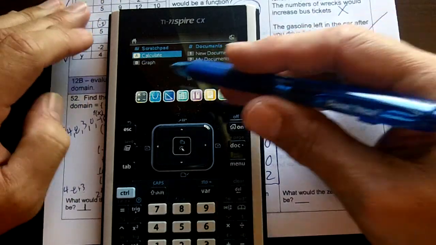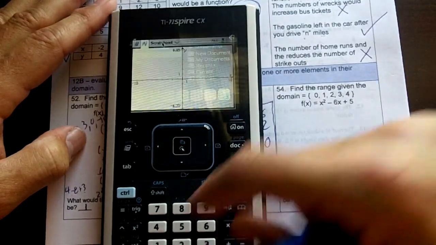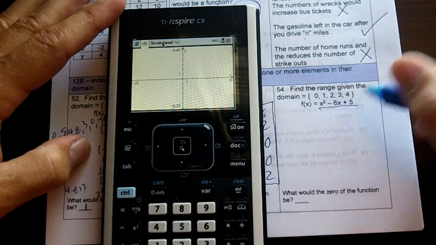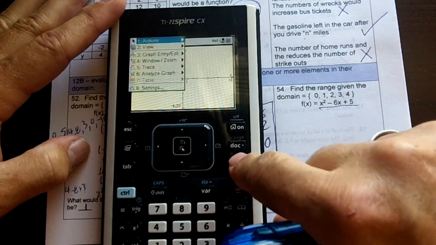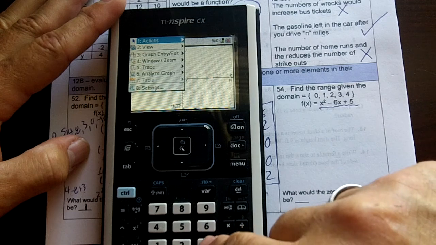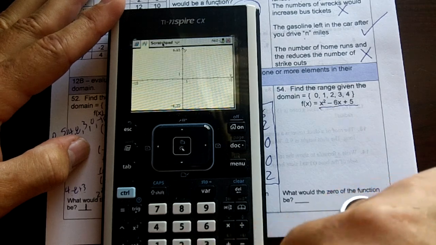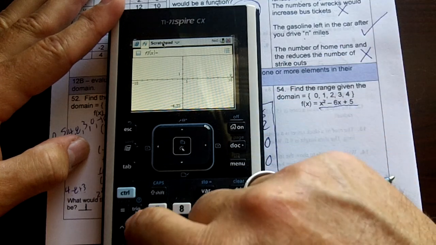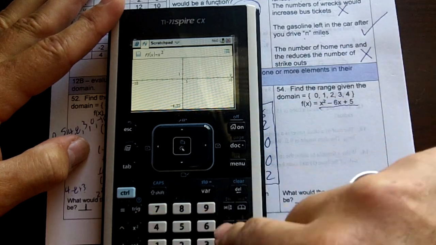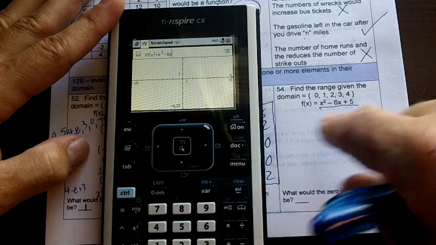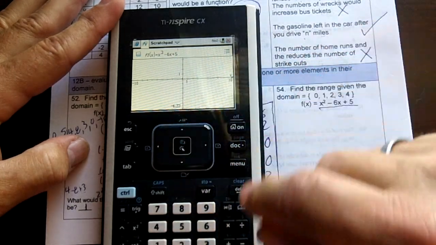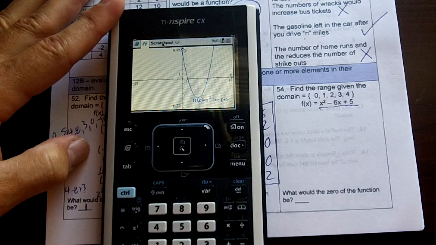Okay, I'm going to go to graphs, which is B. Okay, I got a clear graph, and I'm going to graph this. So I'm going to go to Menu, Graph, 1, and I got my equation up here. Now I'm going to type in x squared minus 6x plus 5. Make sure it checks before you hit yes. It does, so hit enter. So I have my graph.